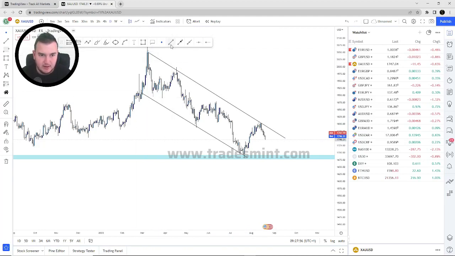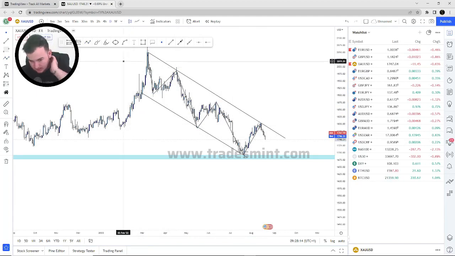Okay, so we have the impulse, we have a correction, which is the pullback, right? So we have our impulse, which gives us a lower low. This gives us a lower high, a lower low, a lower high, a lower low, a lower high. Okay, and that is the basics of trends.